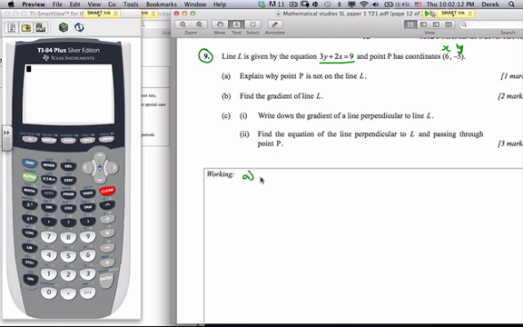So I'm going to have 3 times the y, so that's 3 times -5, plus 2 times the x, which is 6. That's 3 times -5 is -15, plus 12, and that's -3, which is not equal to 9, and therefore point P is not on the line.